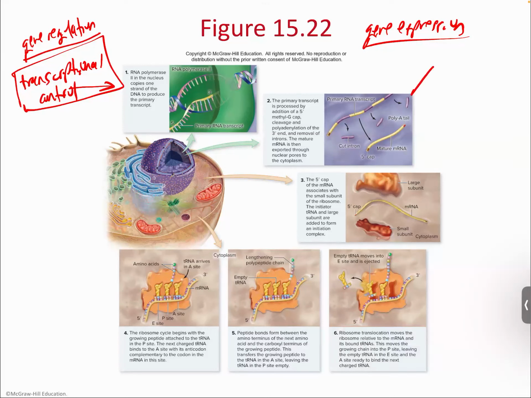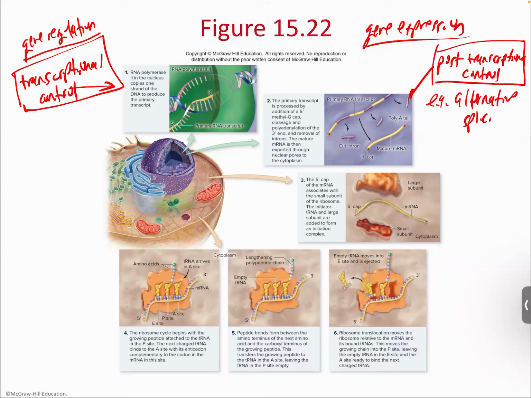But what about if you control here? This is what's called post-transcriptional control. So an example of this would be alternative splicing. That's a huge one, right? You got one gene, one transcript, you made it, and now you've got multiple isoforms because you have different splicing patterns that's going to generate different outcomes and different products for you, right? So that would be an example of post-transcriptional control.